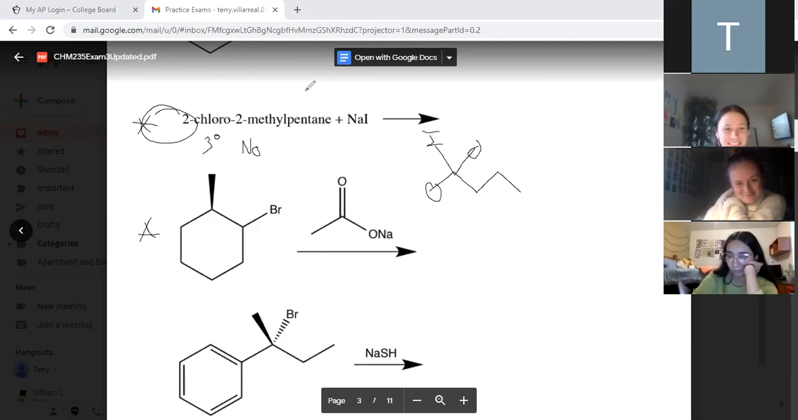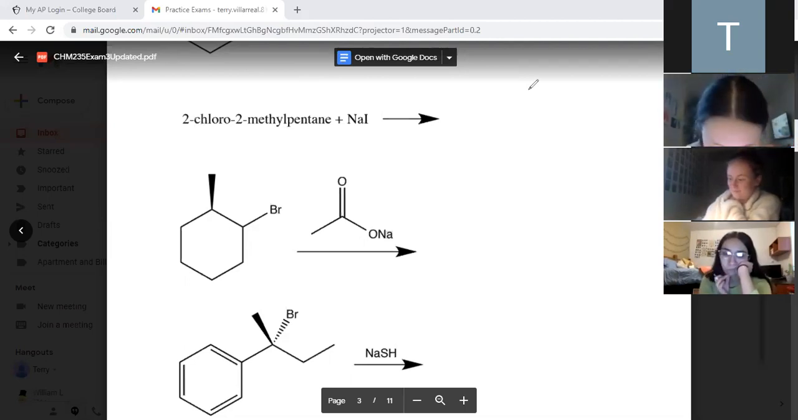Okay. So again, it doesn't matter how you draw it. Essentially, you're just replacing that chlorine with an iodine. All right. So let's go ahead and go to the next one. Is this a stereocenter as drawn, or do we have to worry about something else first?